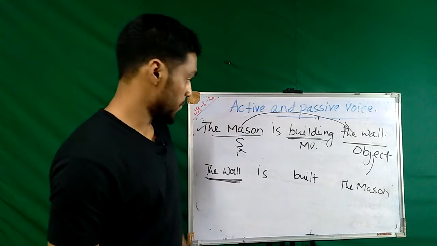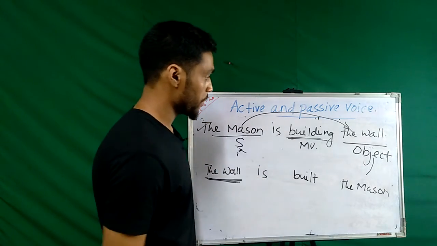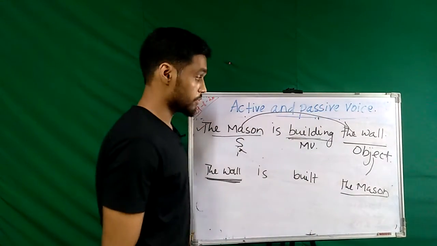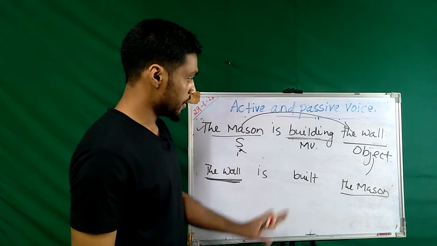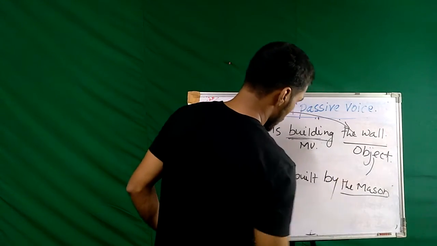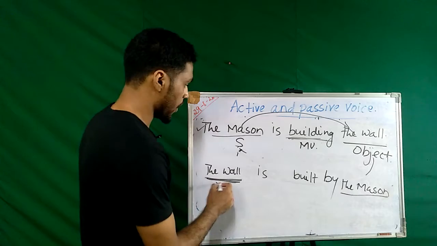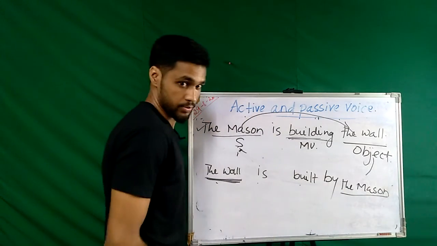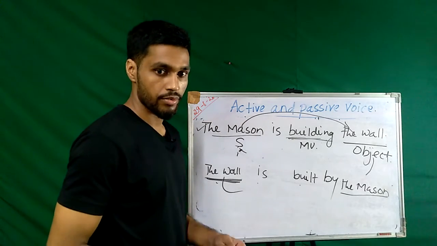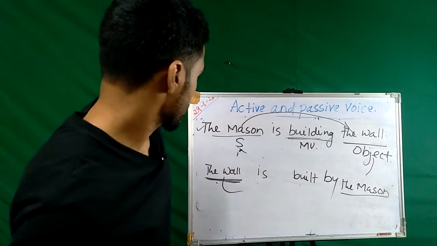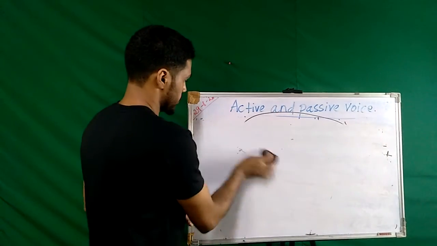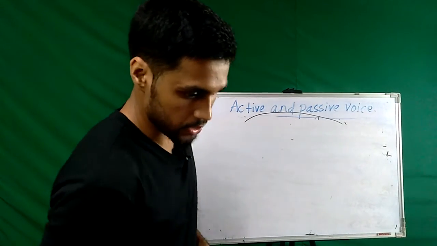And then the final step is add appropriate preposition before object. And what is the object here? The mason is the object here, and we have to add preposition by before the mason. So, the wall is built by the mason, and we are done with changing the active voice into passive voice. Let us take another example to understand how to convert active voice into passive voice.